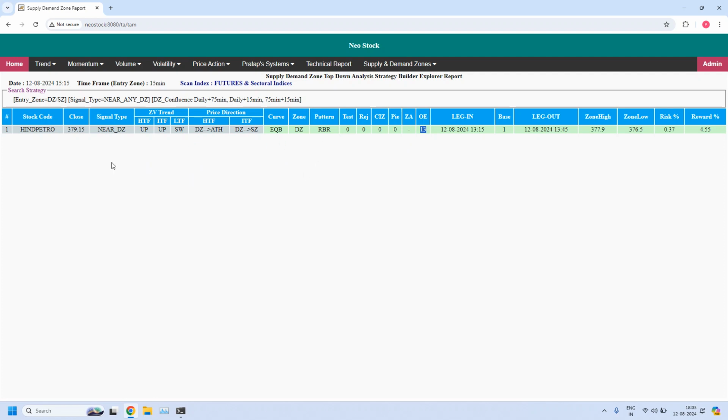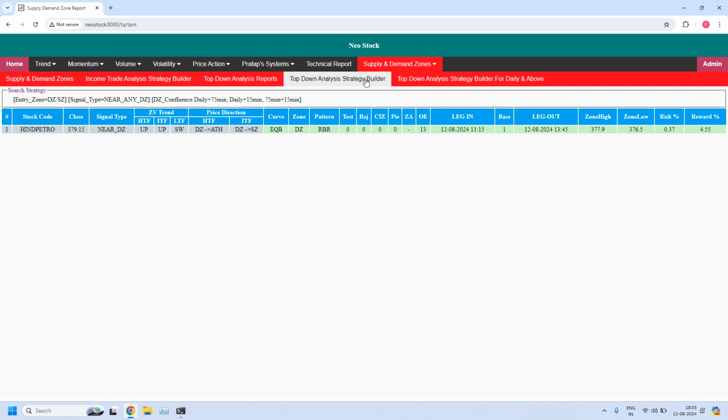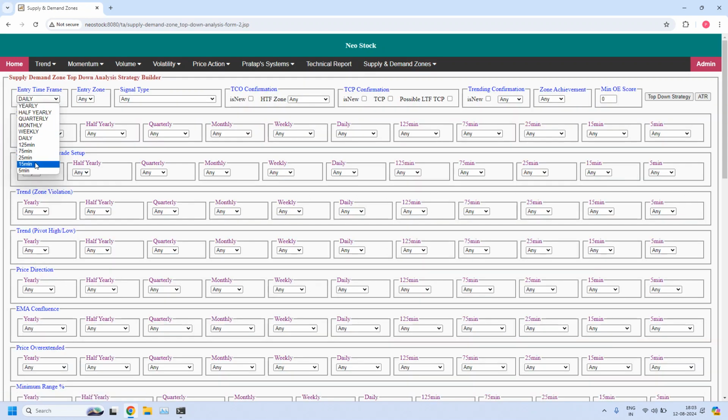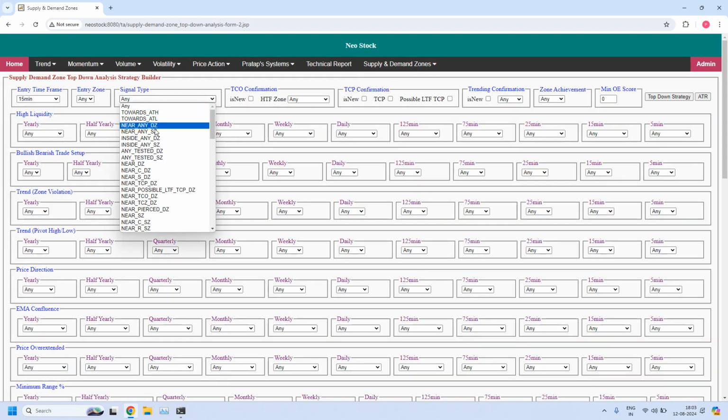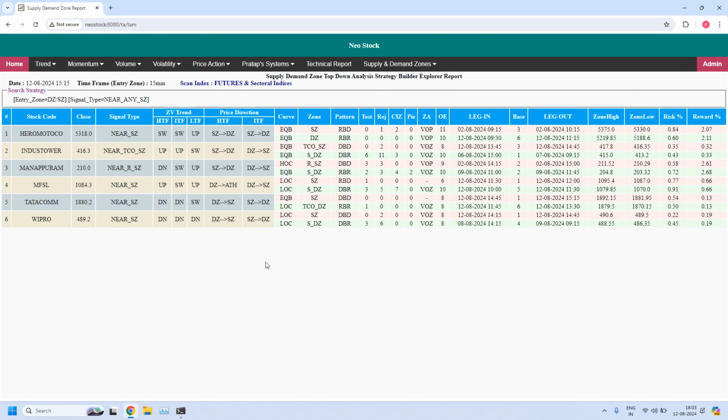Let us check in DIT setup whether we can find this stock, Hindustan Petroleum. Okay, the next report is for the 15 minutes time frame. Let us find the stocks near the 15 minutes supply zone. 6 stocks are filtered near the 15 minute supply zone. And let us check how many of these stocks are having confluence with ITF supply zone, that is the 75 minute supply zone.